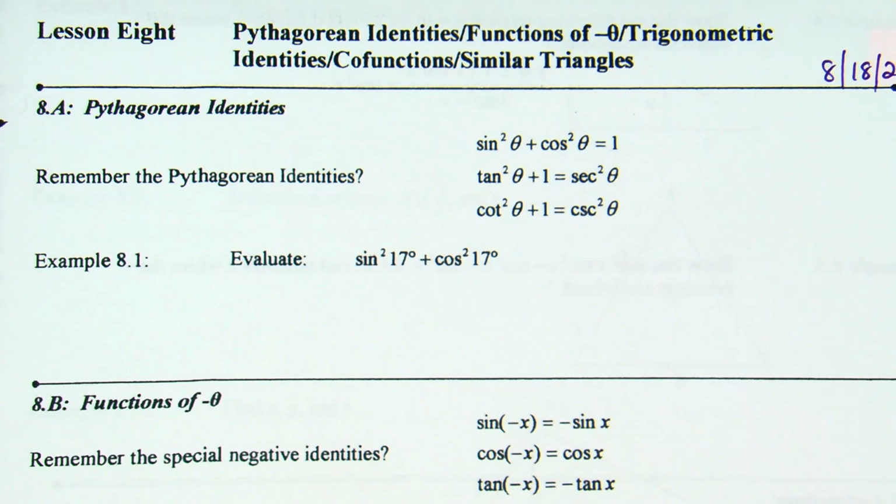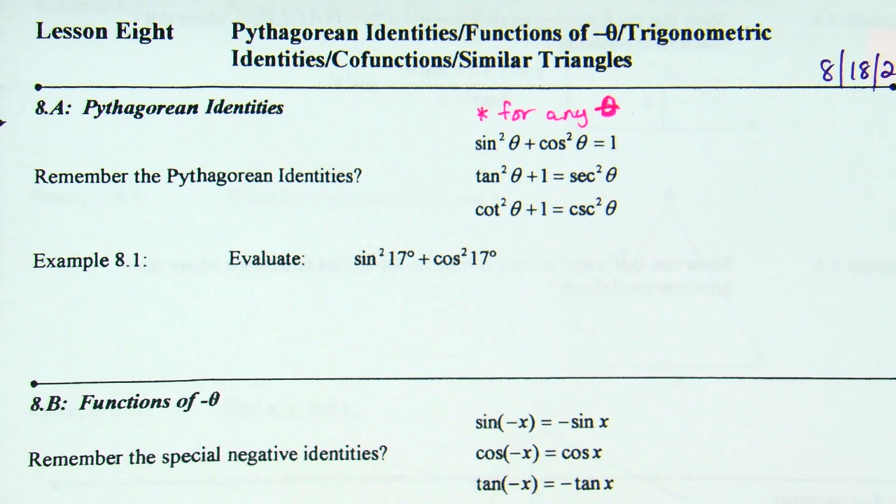Example 1 here, sine squared of 17 degrees plus cosine squared of 17 degrees is equal to 1, right? I know the tendency is to want to get the calculator out and do that, but if you can catch it, it's that Pythagorean identity. Sine squared of an angle plus cosine squared of the same angle is always going to equal 1.